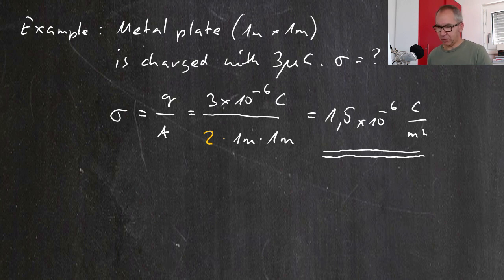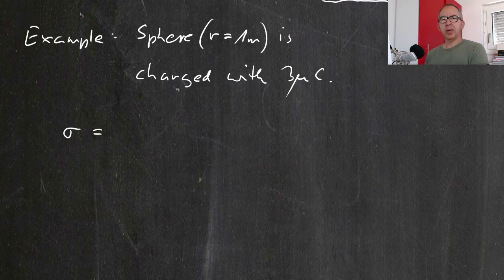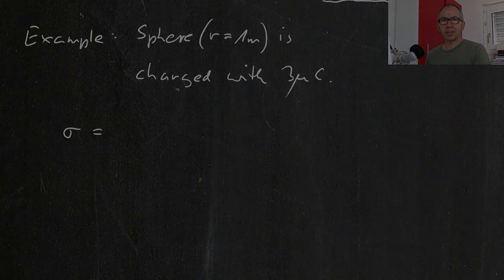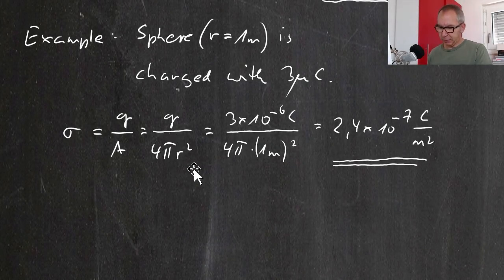Let's do a second example. Here we have a sphere that is charged with 3 microcoulombs. It's also given the radius 1 meter. Give it a try. So here we can just go straight forward. All we have to know is the area of a sphere, which is 4 pi times r squared. And if we put in the numbers, we get 2.4 times 10 to the power of negative 7 coulomb per square meter.